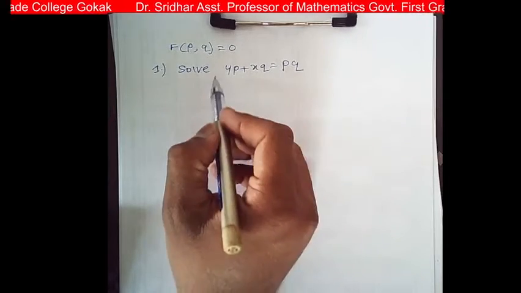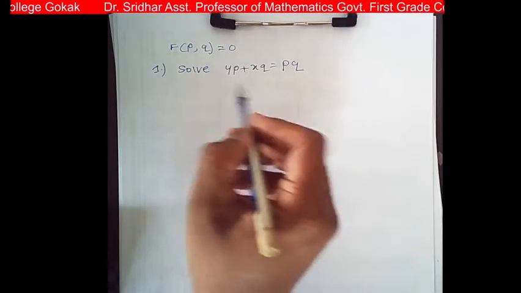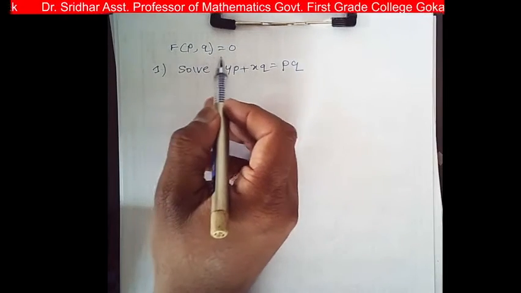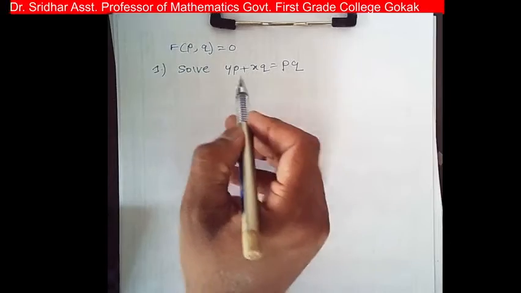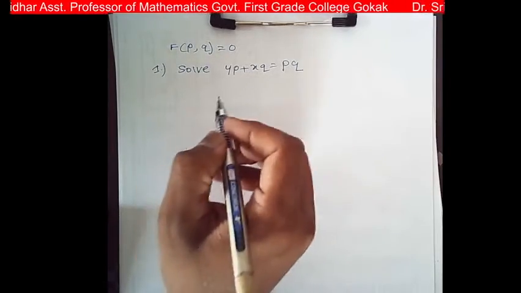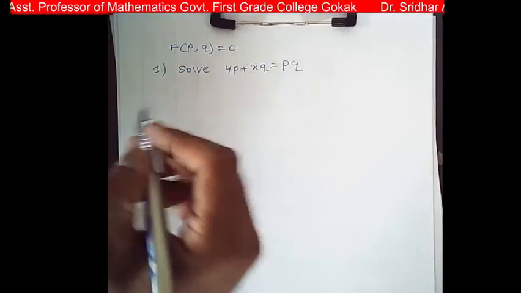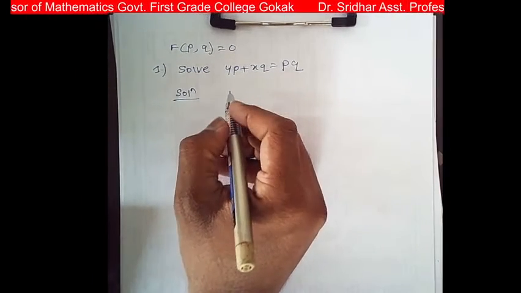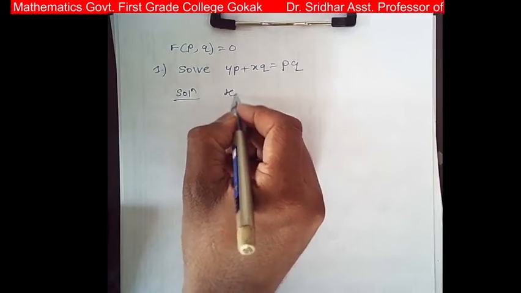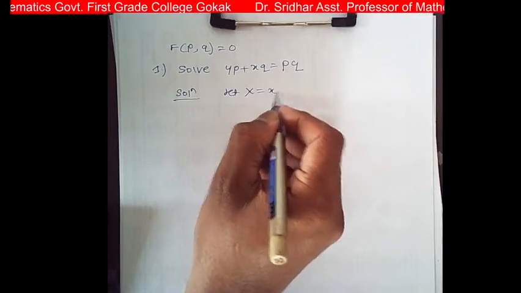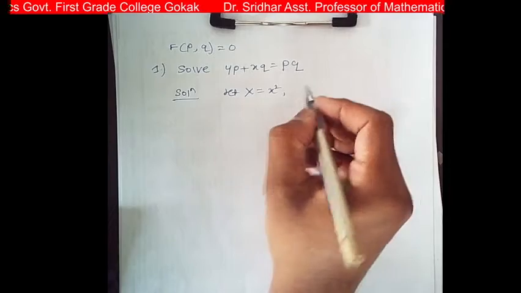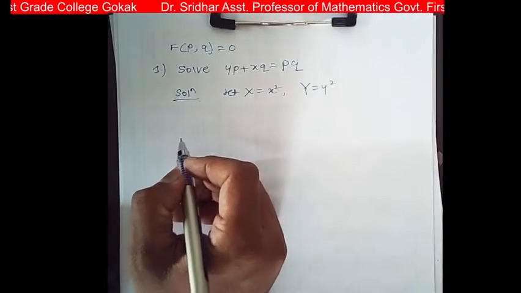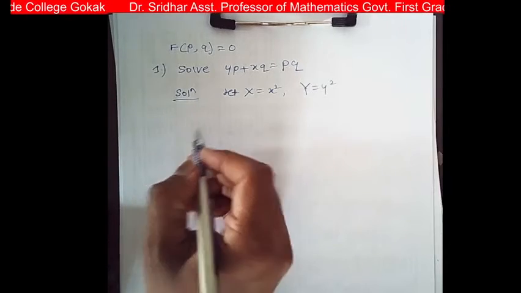So we have to reduce this equation into a form of f of p, q is equal to 0. To reduce that, we make some substitutions. For that, to make the substitution, we assume that capital X is equal to small x square and capital Y is equal to small y square.